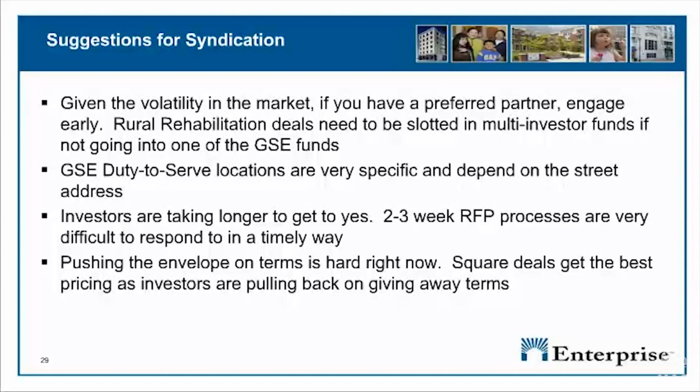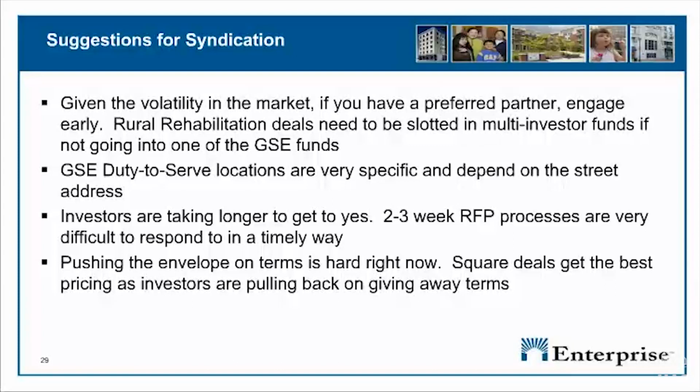So, here are some suggestions as you approach the syndication market. Given the volatility, if you have a preferred partner, I'd recommend you engage early with them, especially for renovation deals, which are typically slotted in multi-investor funds. You want to be sure that the syndicator you're working with has a fund closed that can benefit from the tax credits as soon as your deal delivers them. So that's a key factor with renovation projects. But also, there may be an opportunity to go with one of the GSE funds. GSEs are Fannie Mae and Freddie Mac. They are back in the market, and I'll get to that a little more in the next slide.